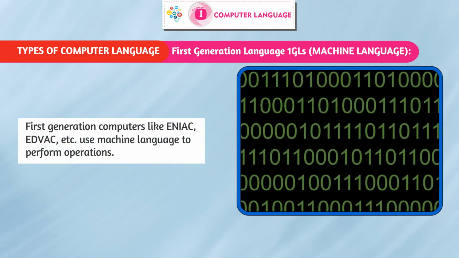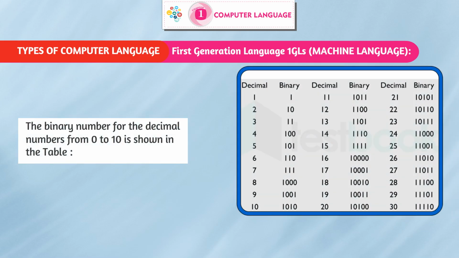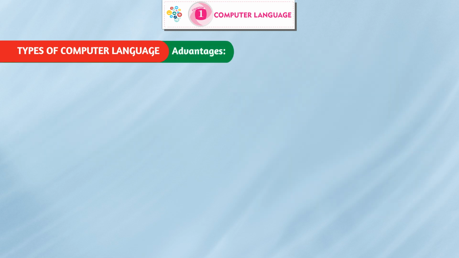First-generation computers like ENIAC, etc., use machine language to perform operations. For example, a binary code for the letter A is 10000001. A binary code for the number 6 is 110. The binary numbers for the decimal numbers from 0 to 10 are shown in the table.